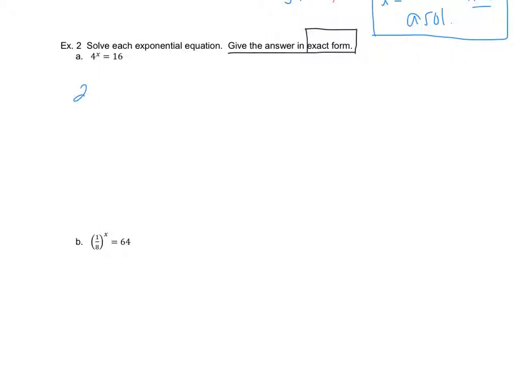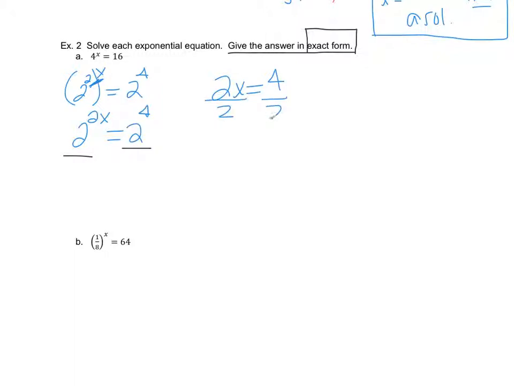4 is 2 squared. And 16 is 2 to the 4th. And so when you clean this up, you multiply these together. So that's going to give me 2 to the 2x equals 2 to the 4th. And now, because your bases are the same, all we have to do is set the exponents equal to each other. So 2x equals 4, and then solve. Divide by 2, x equals 2.